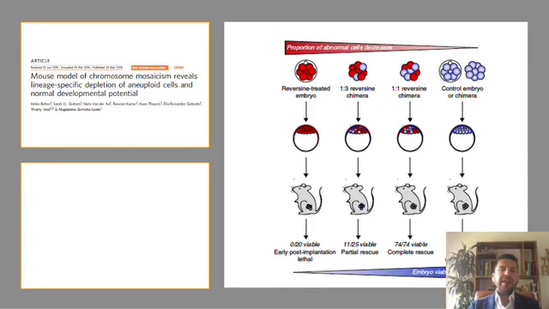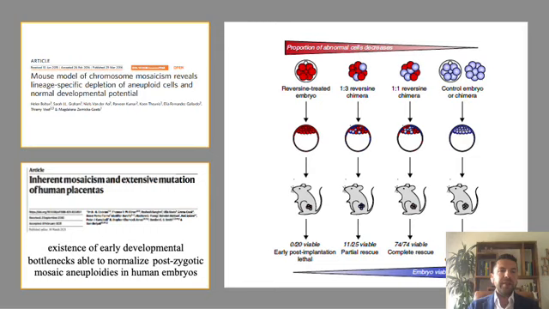And thus, our study is also supported by evidence in animal models, where chromosomally abnormal cells in chimeric mouse models of mosaicism have been shown to become progressively depleted after blastulation. More recently, the analysis of phylogeny of human placenta has also shown the existence of early developmental bottlenecks that are able to normalize post-zygotic mosaic aneuploidies in human embryos and in the early post-implantation stages.